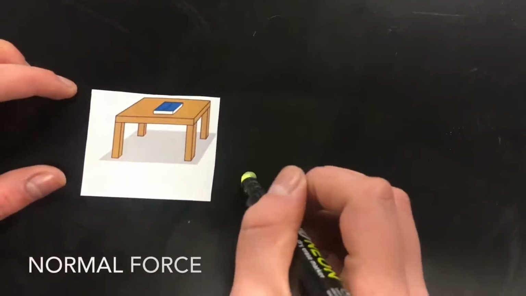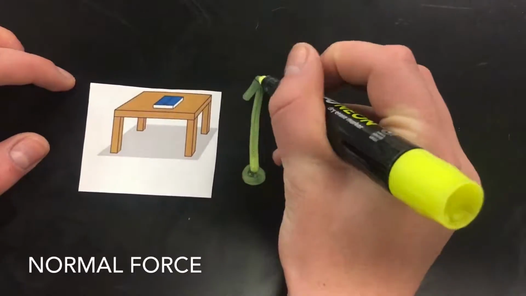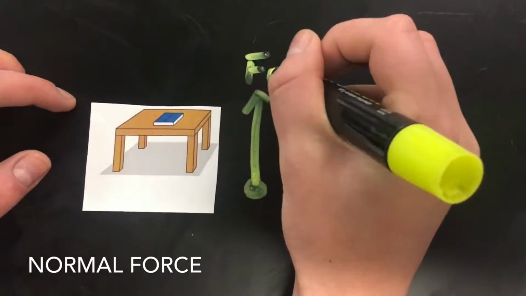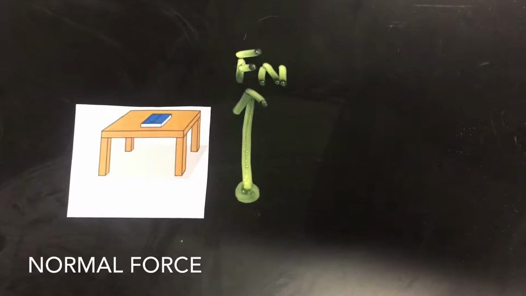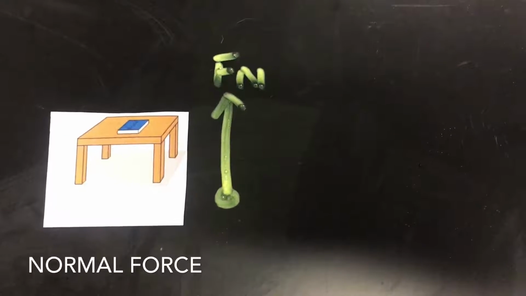The normal force is the support force exerted upon an object. An example of this would be a book resting on a surface. If a book is resting upon a surface, then the surface is exerting an upward force upon the book. The normal force is always perpendicular to the surface.